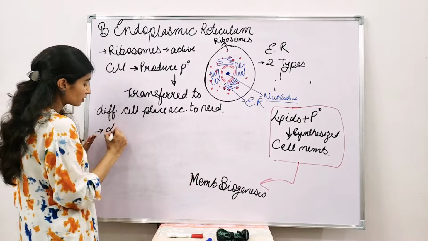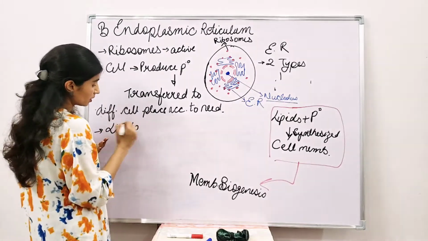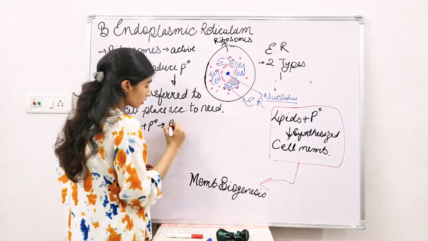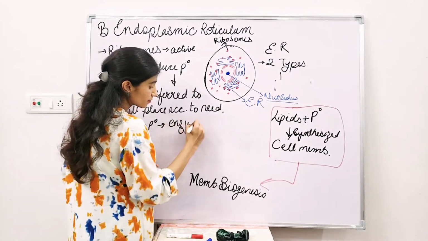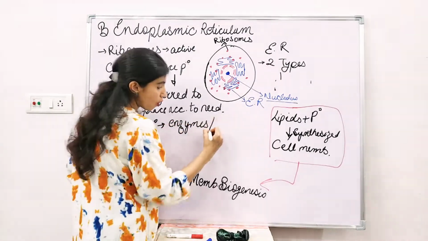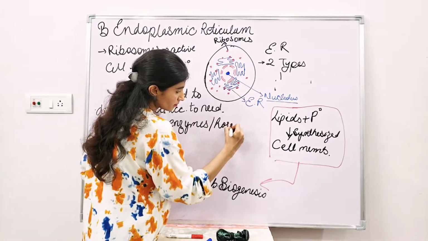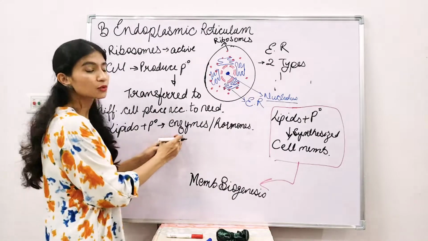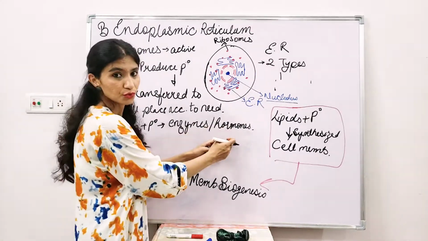Moreover, lipids plus proteins also act as enzymes or hormones. So lipids and proteins together make enzymes and hormones also.